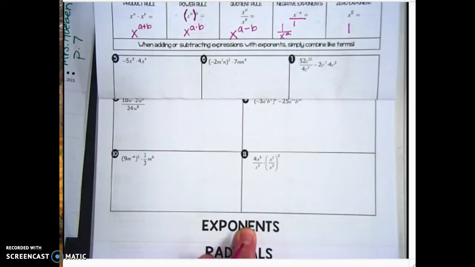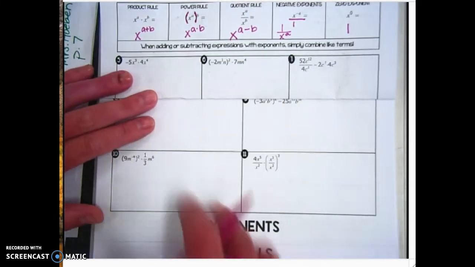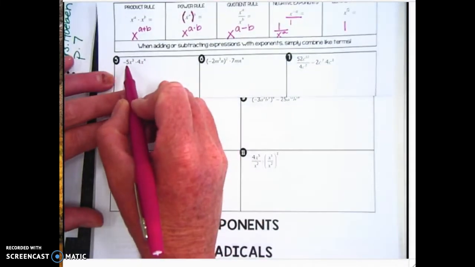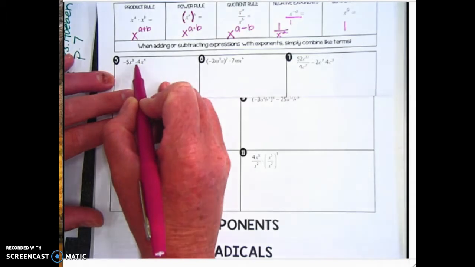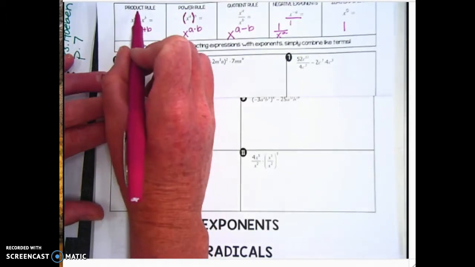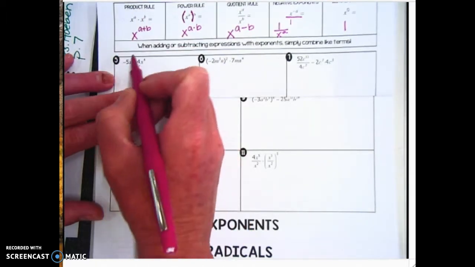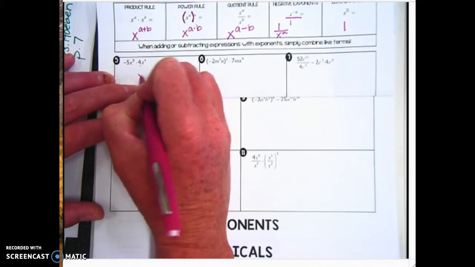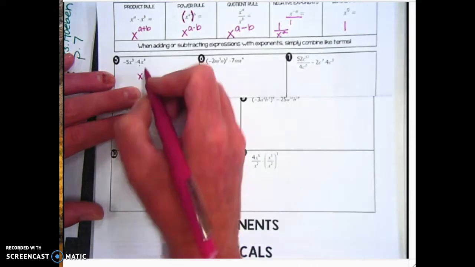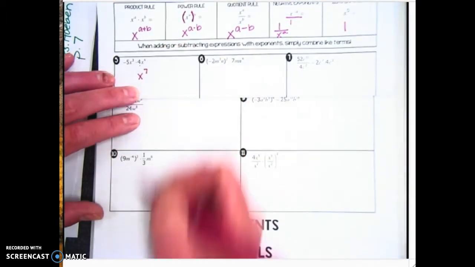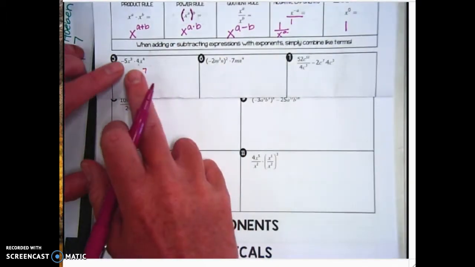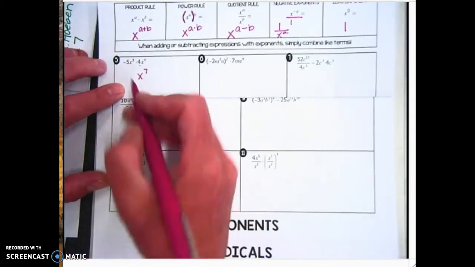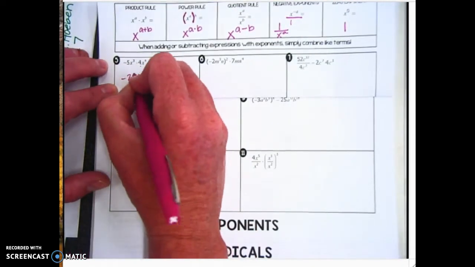It's usually multiple. Okay? Box number 5 says negative 5x to the 3rd times 4x to the 4th. So we're going to use that product rule where we add the exponents as long as the bases are the same. Both bases are x, so we add the 3 and the 4 to get 7. The coefficients are negative 5 and 4, so we just multiply them to get negative 20.